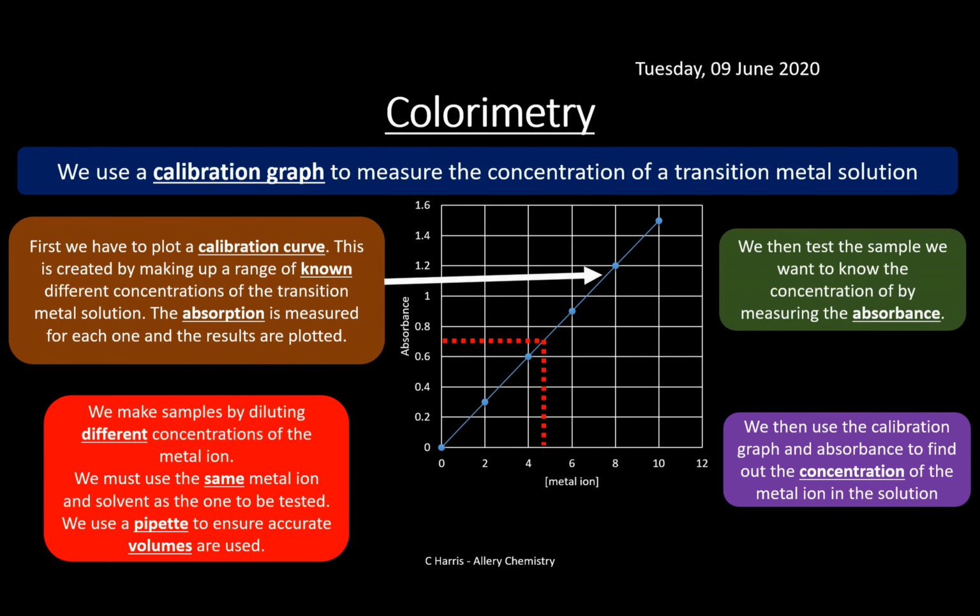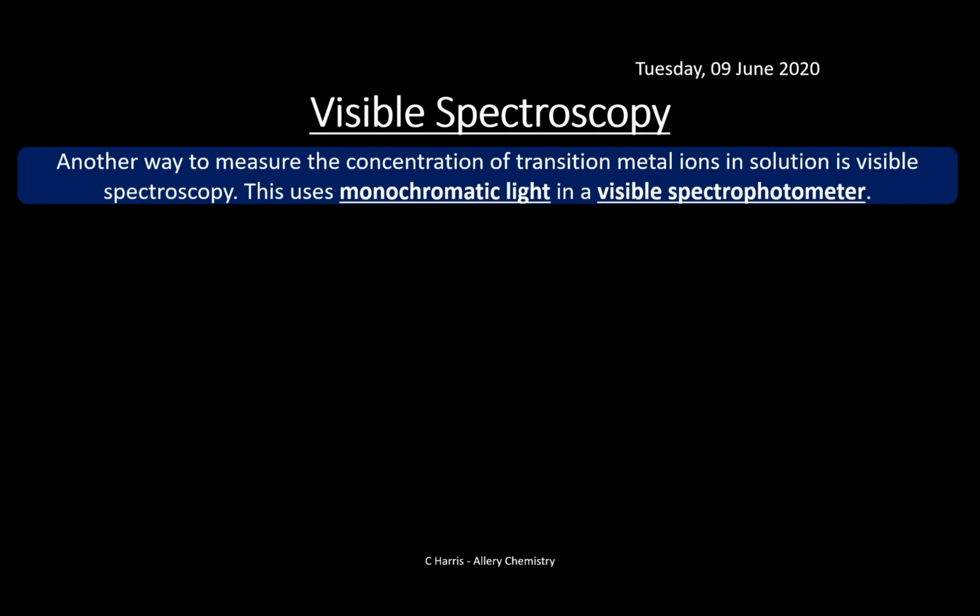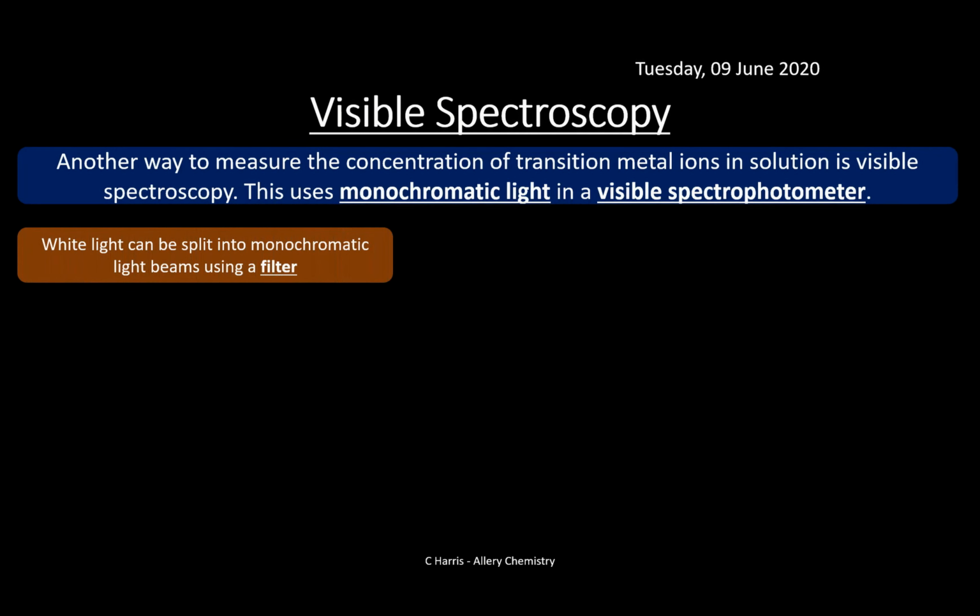Now, finally, another way of using colour, we can actually identify transition metals in our solution by using something called visible spectroscopy. So it's also another way of measuring the concentration of transition metal ions as well. And we use monochromatic light, as we've seen before, but this time we're going to use a visible spectrophotometer. Sounds complicated, doesn't it? White light can be split into monochromatic light beams using a filter. Remember, we'd seen that before in the previous bit of equipment, so there's no change there.